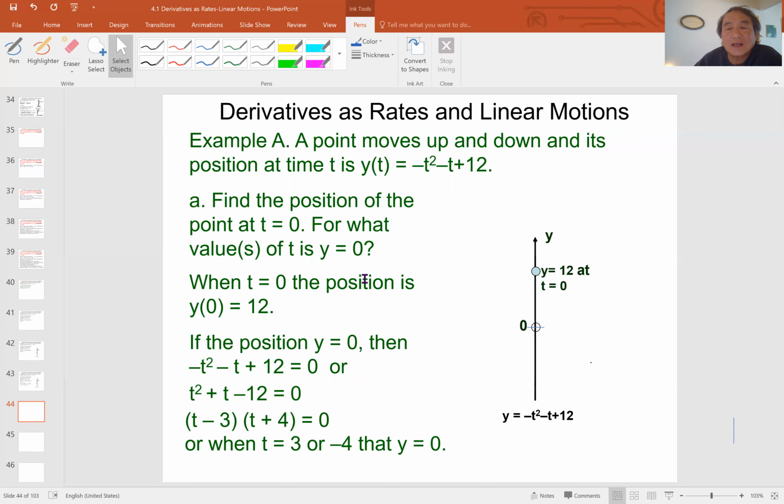Now, when does it cross point 0? Point 0 is over here. So there are 2 other questions. The point is going up and down, at what time did it cross y equal to 0? Well, at time t equal to -4 and t equal to 3, okay?